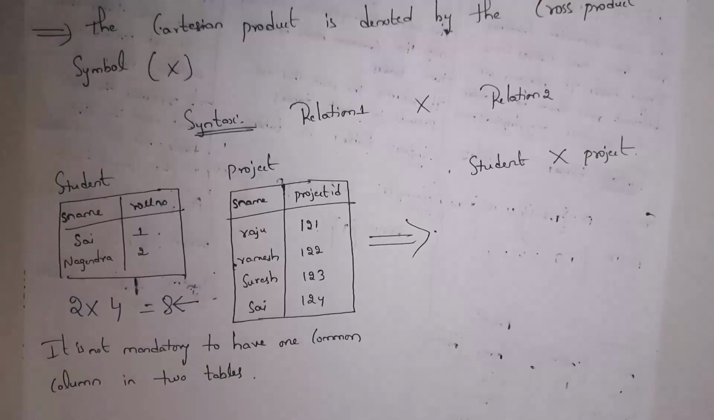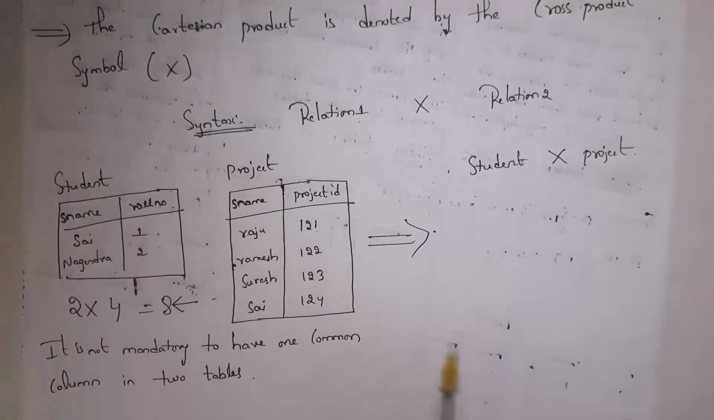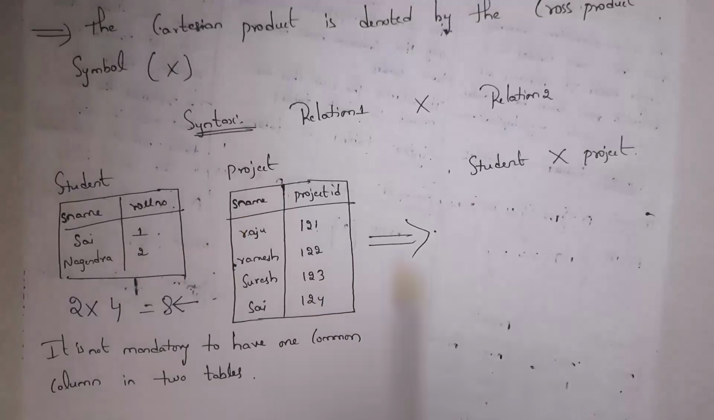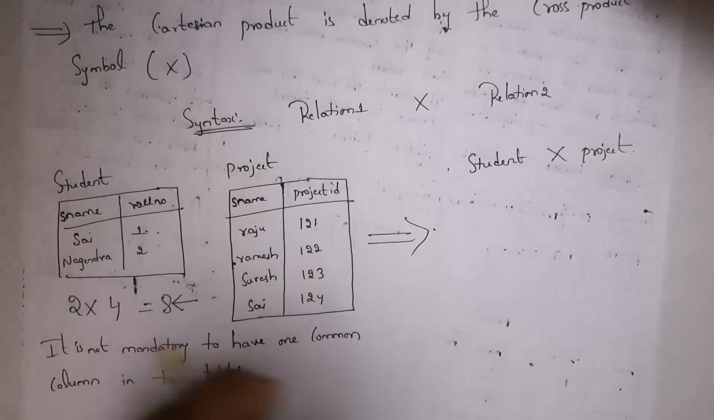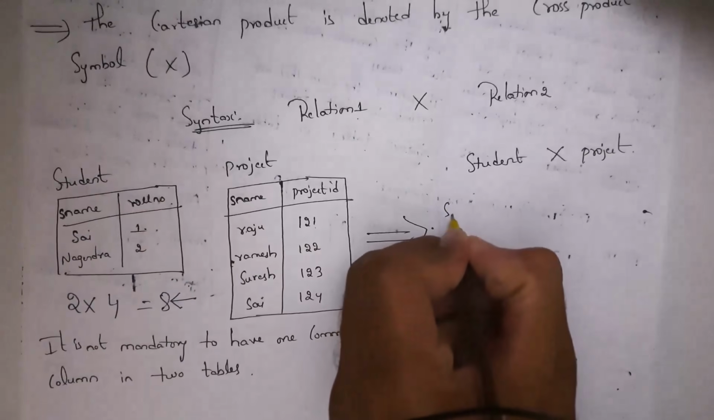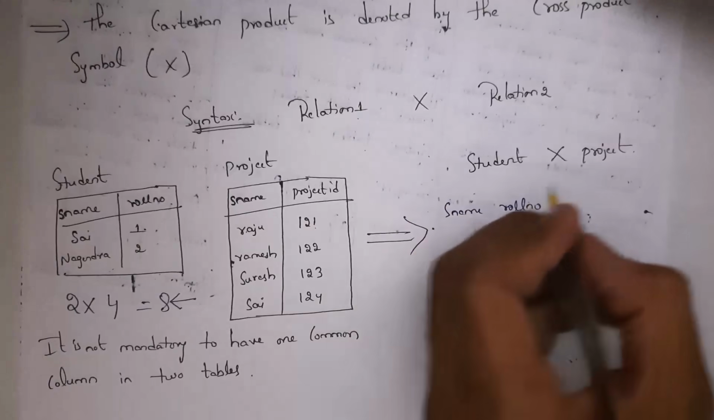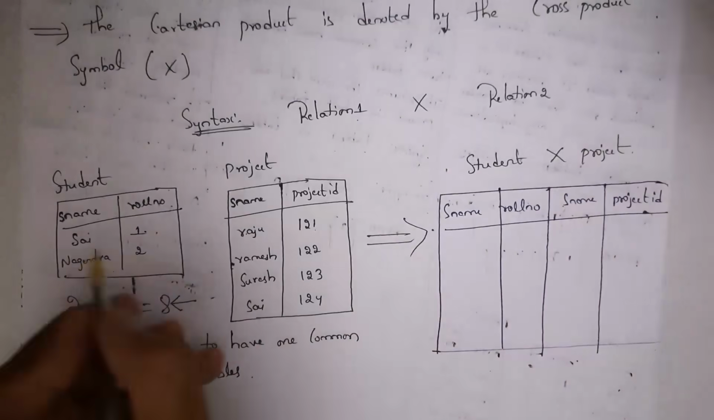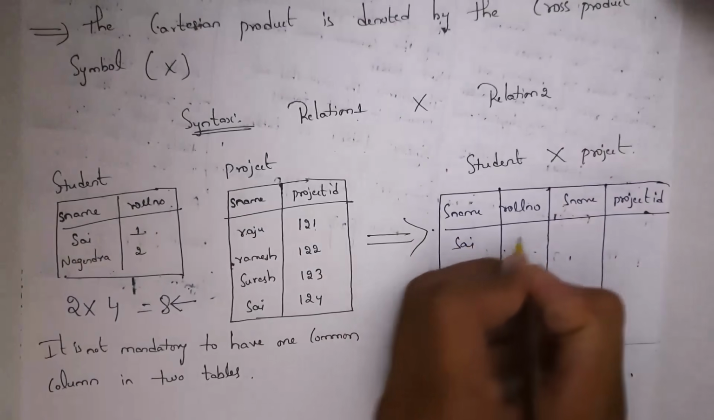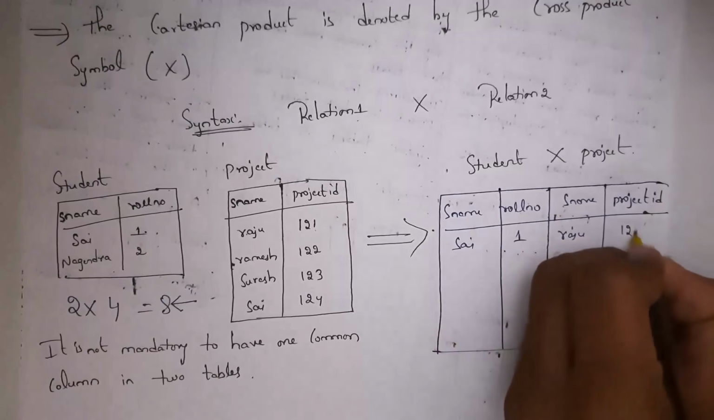So at first what we need to do is, at first we need to combine first record with all these records and next we need to combine second record with all these records. I will draw tables so that you can clearly understand. At first we need to select first record and we need to combine this first record with all these records. So just write here S name, roll number. We are combining two tables. So just write here S name, roll number and here S name and project ID. Here first record is Sai and 1. We need to combine this with Raju and 121.